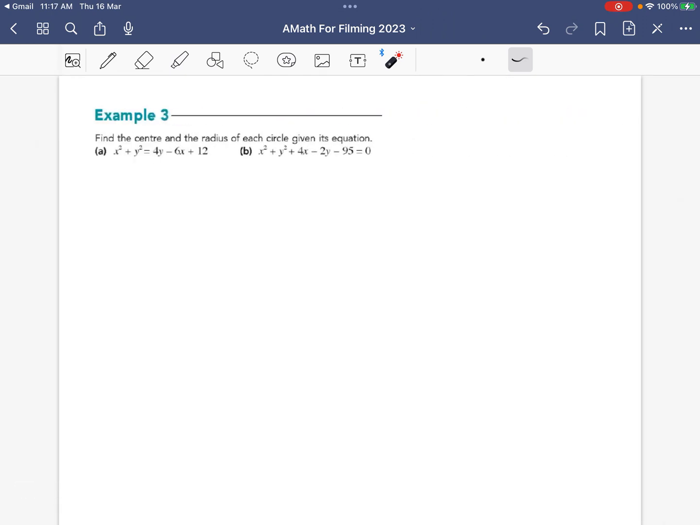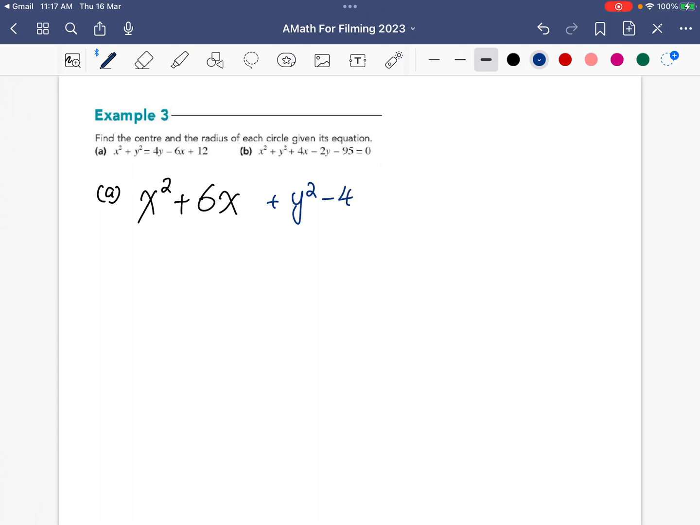Example 3. It differs slightly from what your book actually shows you, so please do pay attention. I'm going to show you how I will attempt this question to get the center and radius. So first, I will rearrange my equation: x squared plus 6x plus y squared minus 4y equals 12.